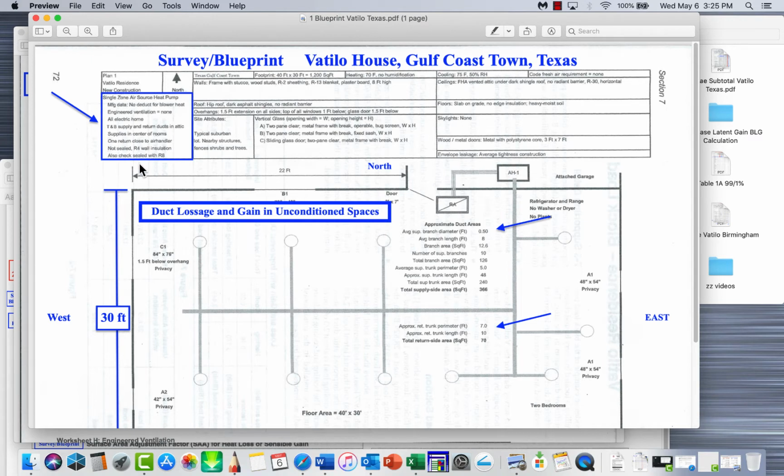Told us that we had R4 insulation, not sealed, and we're also checking it for sealed with R8. So most of our information is actually located here in the center. So we got most of our information right here. Everything that's up here on the top part, this is your supply side. Everything down here on the bottom part is just telling you about your return side.